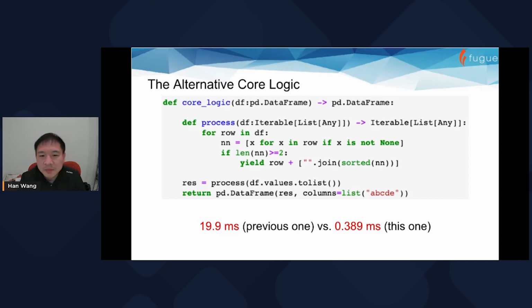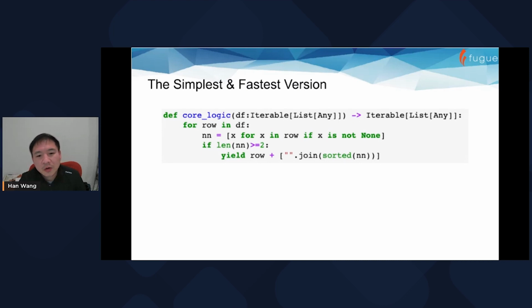So let's take a step further. What if we just use this process logic as our core logic? So the core logic can be expressed in this way, right? This has nothing to do with any framework. It's just Python native, and this is the simplest one. And as we know, this is also the fastest one, even with the wrapping logic.